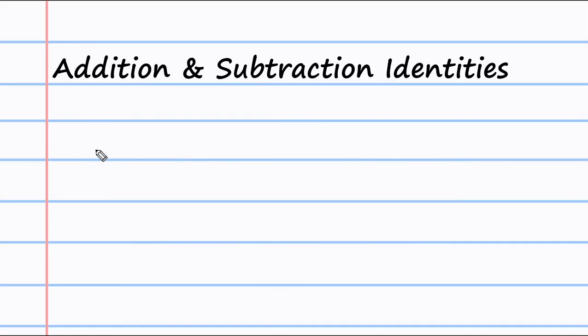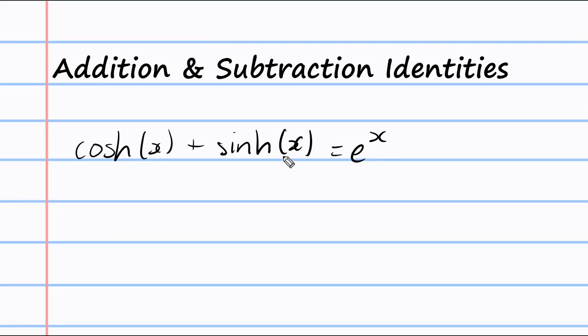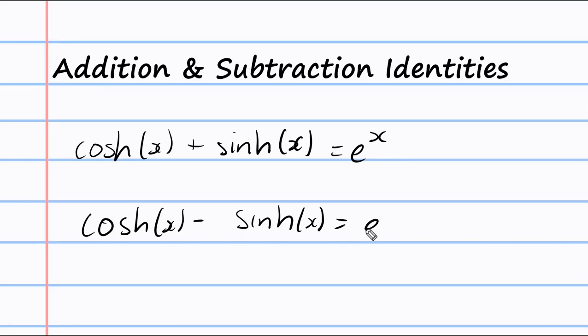Okay, so let's look into some of the addition and subtraction identities. There's two main identities you want to learn here. The first one is the sum of cosh x and sinh x, and that is equal to e to the x. The difference between cosh x and sinh x, on the other hand, is equal to e to the negative x. Those are the two identities that you have to learn for addition or subtraction.